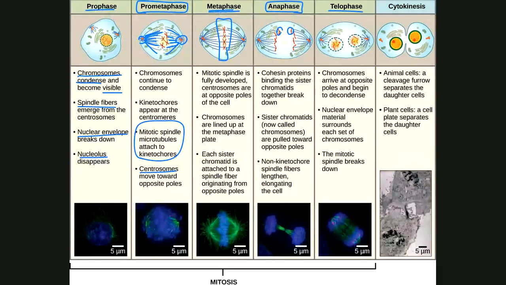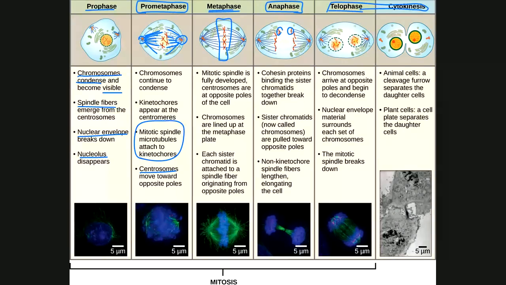All right. Moving on, the last phase of mitosis is telophase. And I want to make sure you understand that telophase is happening in conjunction with this last portion we're going to talk about, which is cytokinesis. So we'll get there in a second. But what happens in telophase?